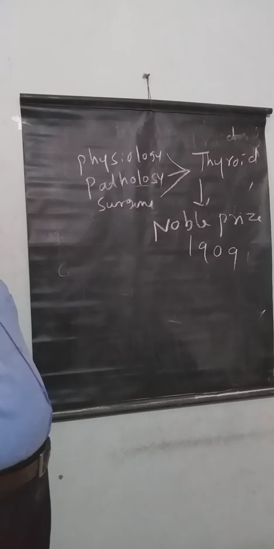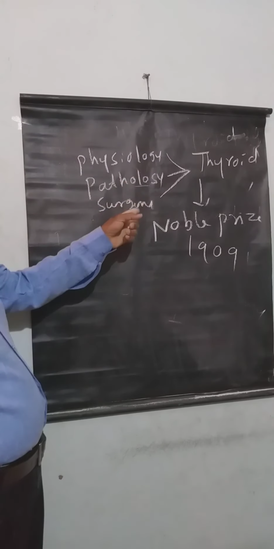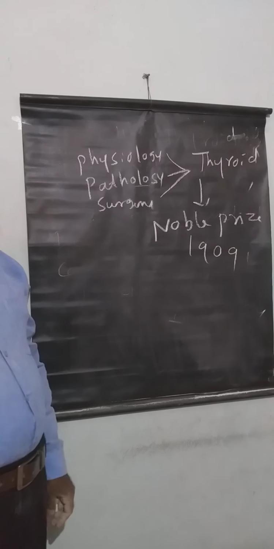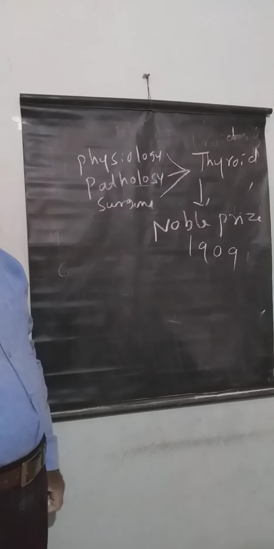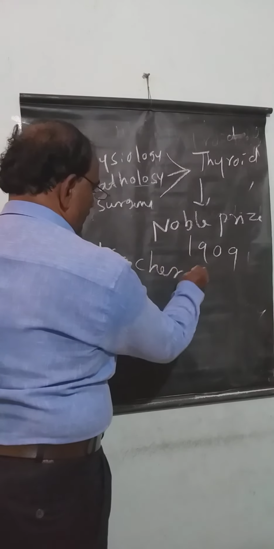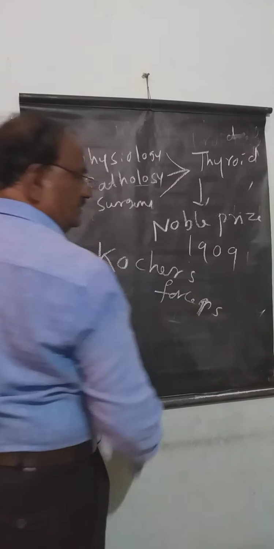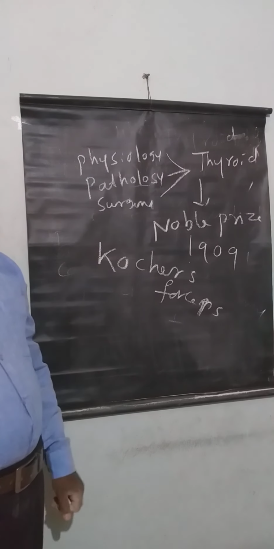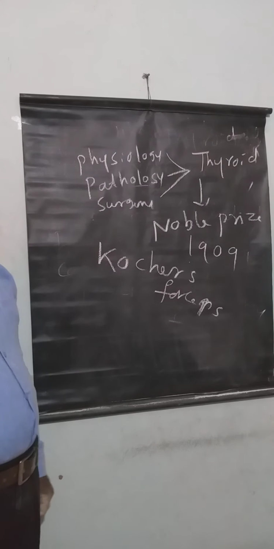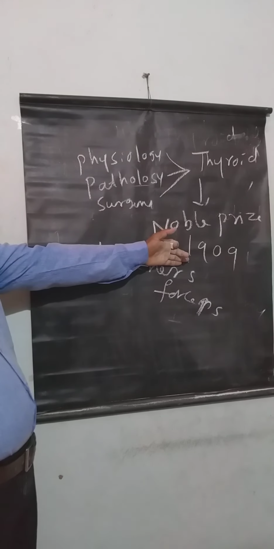1909. Kocher was awarded the Nobel Prize for his work on the thyroid. He did a lot of research physiologically, pathologically, and surgically. There is a book of surgery by Kocher, and Kocher's forceps are also there. You will see them when you go to surgery. He got the Nobel Prize due to his dedicated work.